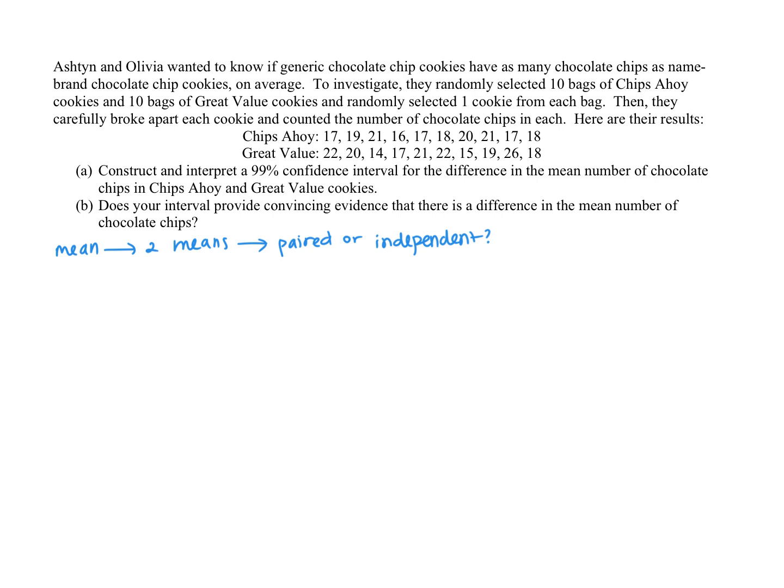So if we look at the first observation, 17 and 22, is there any relationship between these two cookies? They were chosen from the same bag. Is there any relationship between them? Is there any reason to think that the 17 chocolate chips here has a relationship to those 22? No. So because of that, we know these are independent. This is not matched pairs.